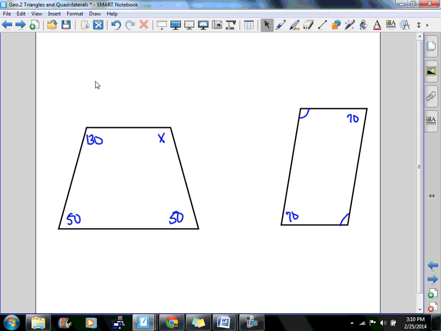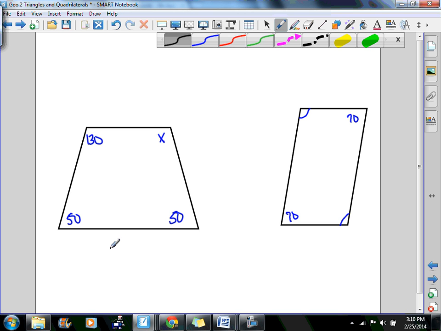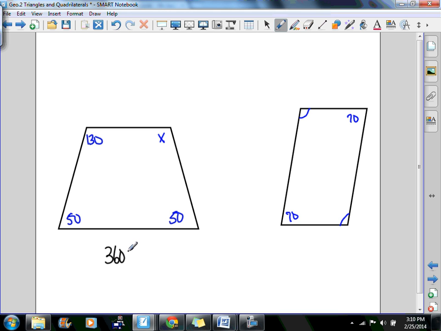Finally, the last one here is just like you were doing before. You have to find the values of x, but the interior angles here equal 360 degrees. Therefore, this is 100, and that's 260. So this has to be equal to 100 degrees. And then you would define this as a trapezoid and a quadrilateral.